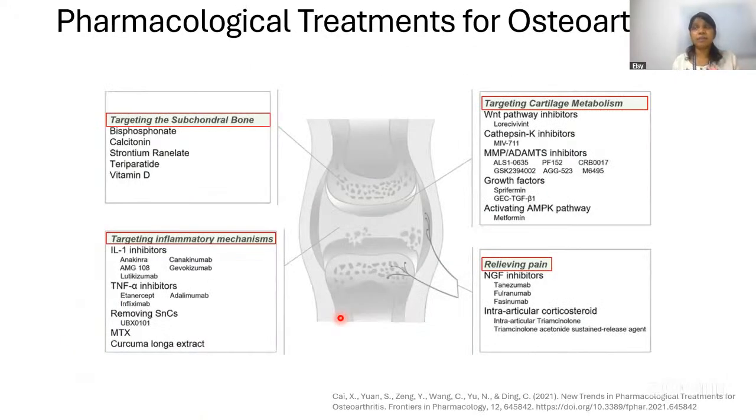Coming to pharmacological treatments, we know millions are affected by OA, and generally before arthroplasty is offered, if it's in an early grade, there are treatments that target the subchondral bone, targeting inflammatory mechanisms, increasing cartilage metabolism, inhibiting pathways that would lead to further inflammation, and relief of pain. But we know that most of these patients do end up needing an arthroplasty because of the progression of the disease.